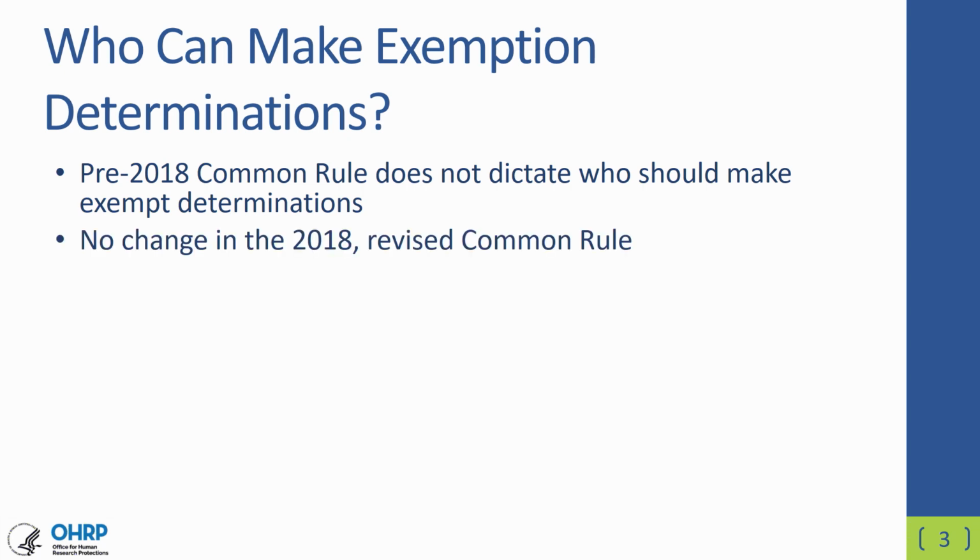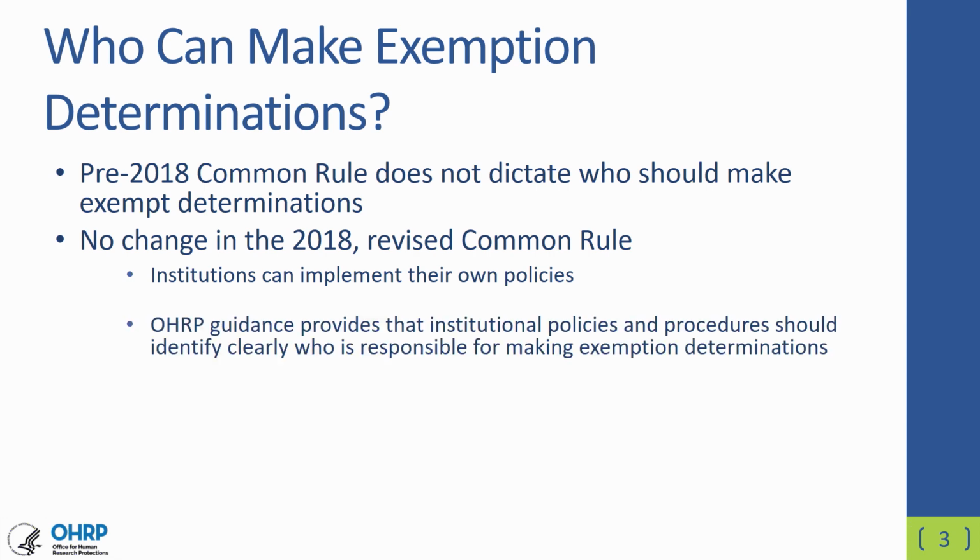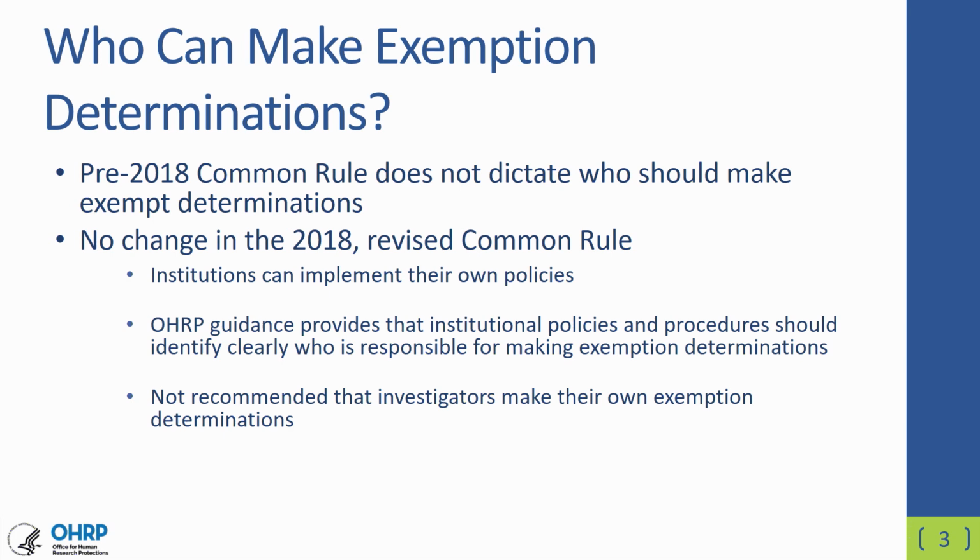It is still the case that institutions can implement their own policies. However, OHRP guidance provides that the institutional policies and procedures should identify clearly who is responsible for making such determinations. Also, it is still the case under the Revised Common Rule that it's not recommended for investigators to make their own exemption determinations. And lastly, OHRP will provide new decision charts, which hopefully will aid in making the determinations.